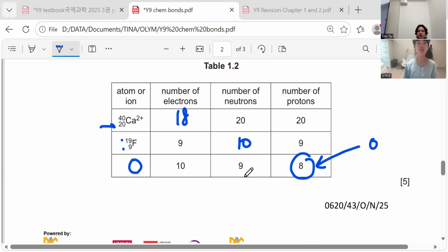The neutrons is 9. So 9 plus 8 is 17. And this one is 10, but you still write 8 because of the proton number. So now it's 10, it is 2 minus. Do you get it correct?